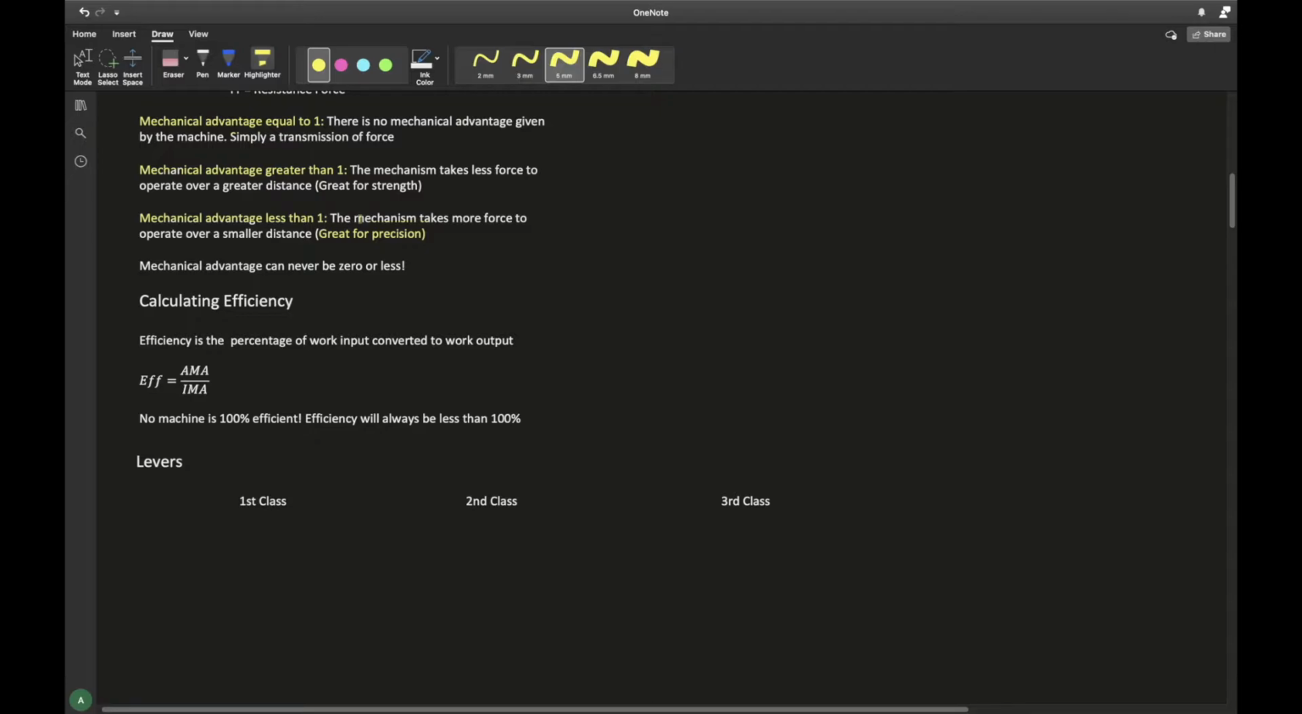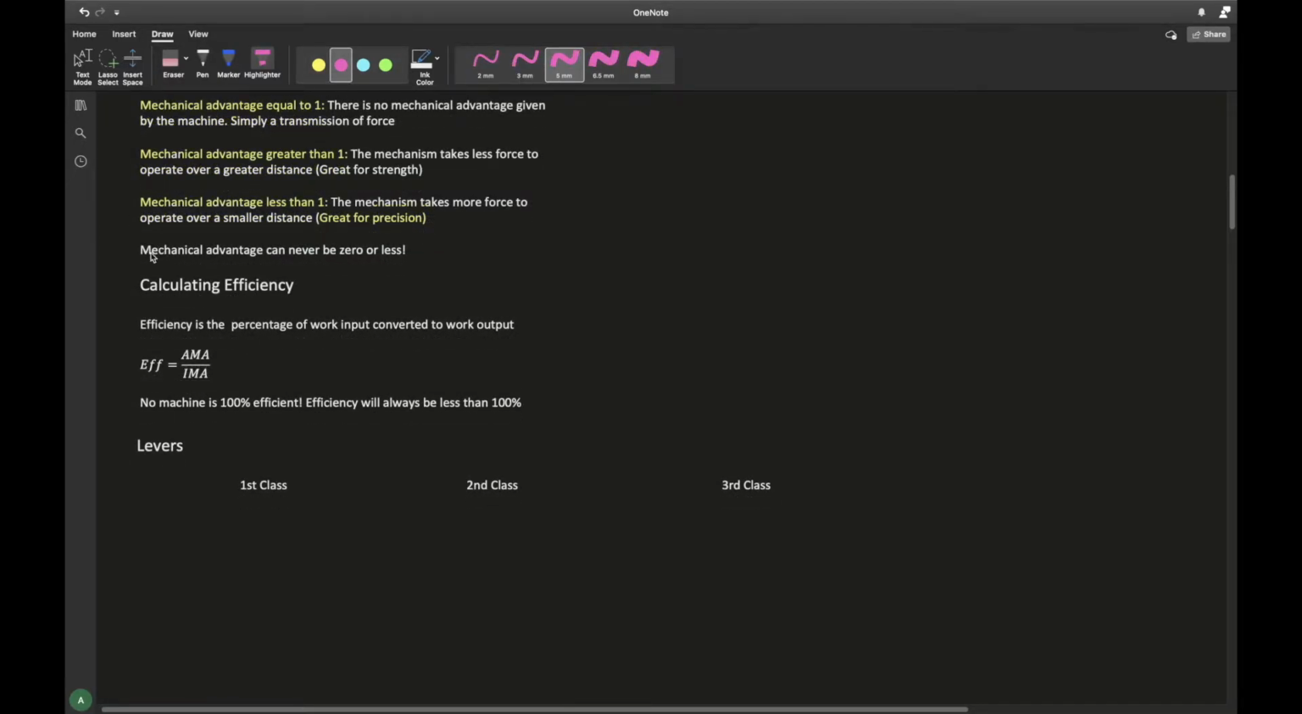So you see 3 different types there. Equal to 1 is a transmission of force, greater than 1 is for strength, and less than 1 is great for precision. Lastly, it's very important to note that mechanical advantage can never be 0 or less. If you see these values come up when you're calculating or you're designing, there's probably a numerical error in your calculations. A mechanical advantage of 0 means that no work is really being performed with your simple machines, so they're not effective at all. And less doesn't make sense in the grand scheme of the equations at all.